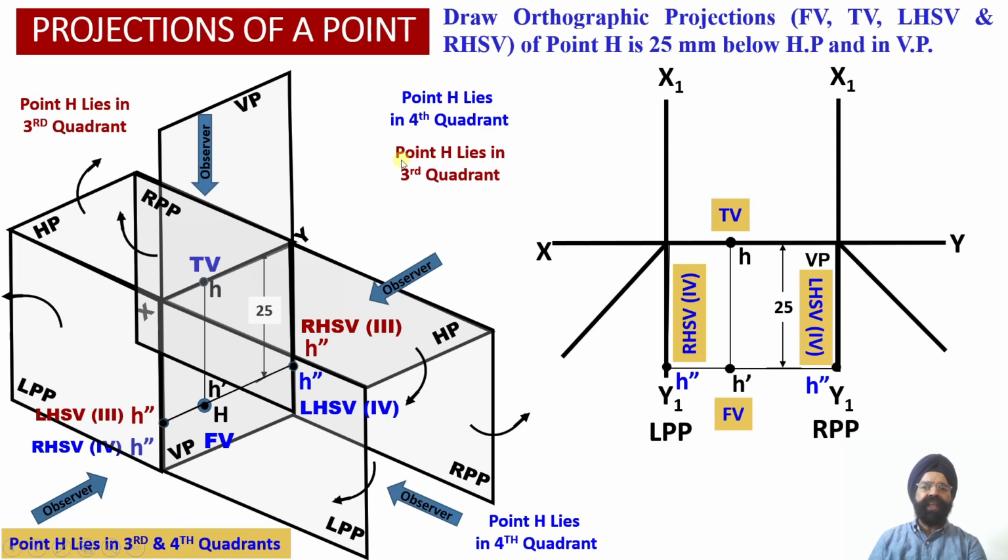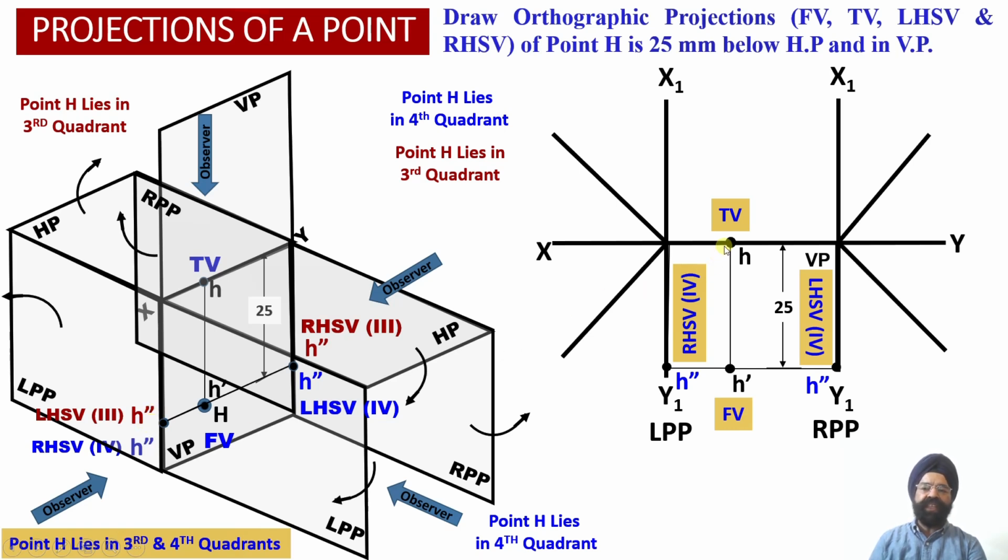Now let us assume that this point H happens to lie in quadrant number 3. So if this point is assumed to lie in quadrant 3, then whenever we look at this point from the left hand side direction, we observe that this left profile plane lies in between this object, that is point H, and the observer. So the left side projections of this point H will be obtained onto the left profile plane, indicated with red color as point H double dash.